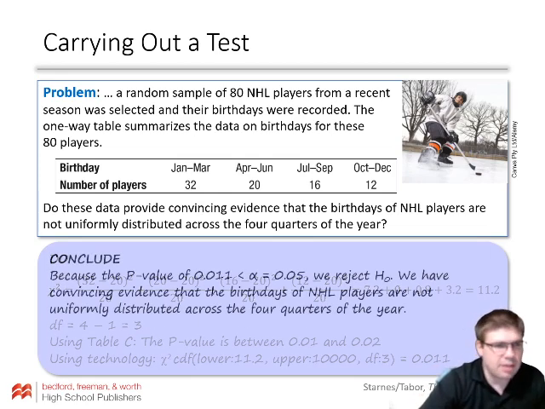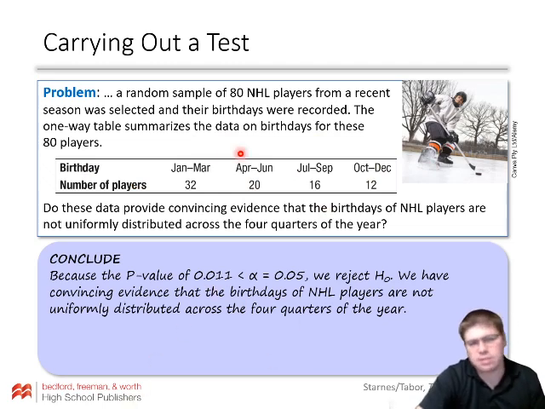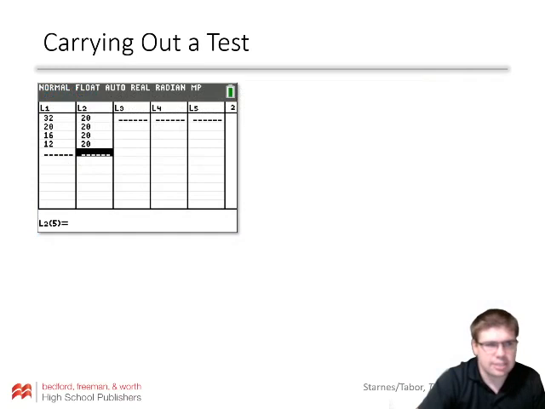Because that p-value of 0.011 is less than alpha 0.05, we reject the null hypothesis. We have convincing evidence that the birthdays of NHL players are not uniformly distributed across the 4 quarters of the year. We don't actually immediately conclude what the result is. All we say is it's not uniform. That's all this chi-square really says. For us to do it, we have to follow that up with a little more analysis.